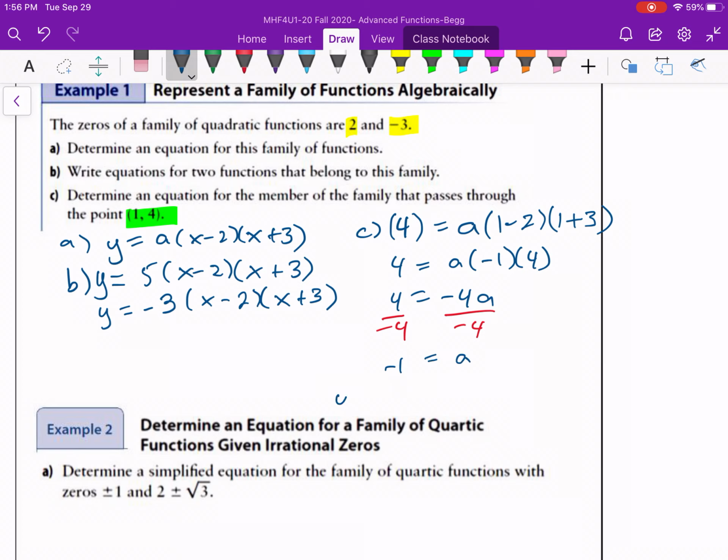And so the equation for that particular member from part C is negative 1, or I could even just write negative without the 1, the negative's assumed, times (x minus 2)(x plus 3).